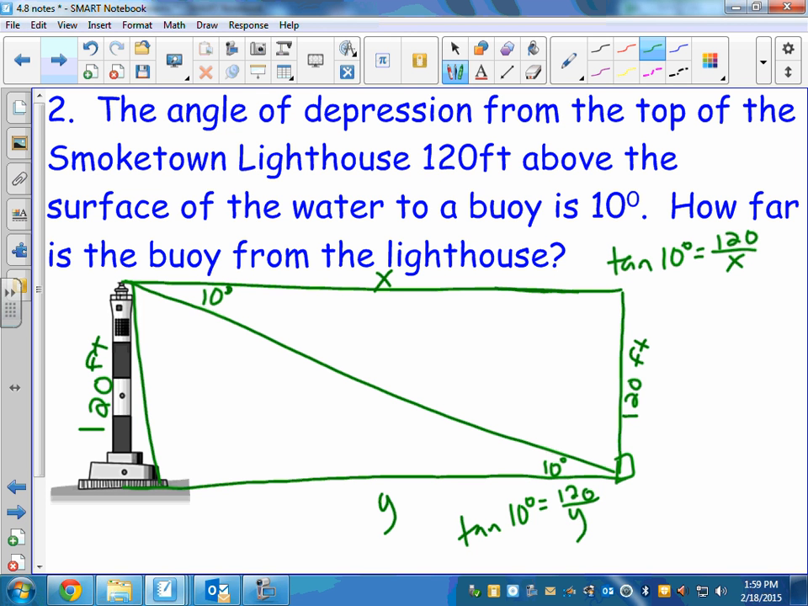How do I solve that when x is on the bottom or y is on the bottom? We don't use inverse because we're not solving for the angle. We know the angle. But we could multiply the x over, and then divide the tangent over, so I'd get like 120 divided by tangent of 10 degrees.